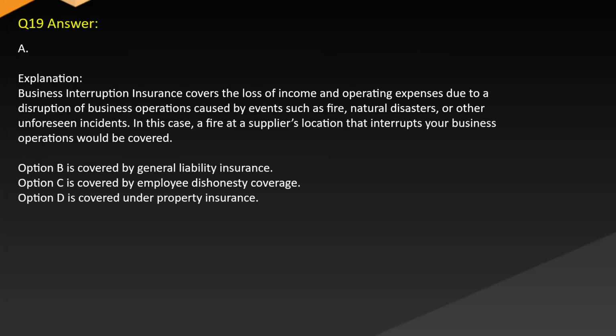Answer A. Explanation. Business interruption insurance covers the loss of income and operating expenses due to a disruption of business operations caused by events such as fire, natural disasters, or other unforeseen incidents. In this case, a fire at a supplier's location that interrupts your business operations would be covered. Option B is covered by general liability insurance. Option C is covered by employee dishonesty coverage. Option D is covered under property insurance.